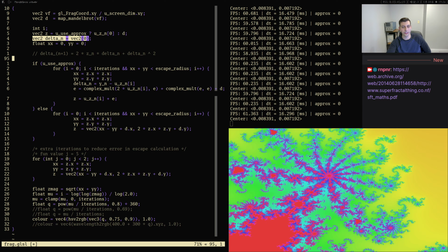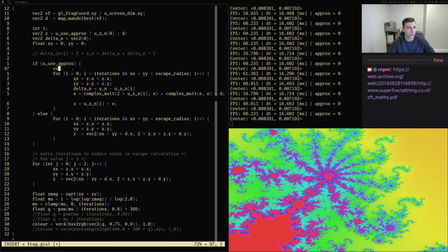So you choose your point on the screen. You calculate delta zero, the difference, like the distance between the center point and your point. And then really that needs to get moved into this little here. So vec2 delta zero is equal to... well, I don't know why. Yeah.